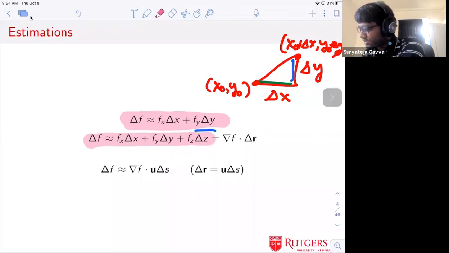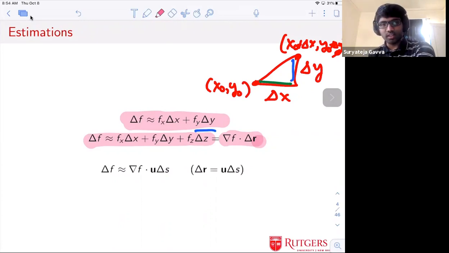And as I said, you can think of this quantity fx, fy, fz times delta x, delta y, delta z as the gradient vector fx, fy, fz times the vector delta x, delta y, delta z, which is nothing but the delta of the position vector r. So that's why delta f is nothing but the gradient f dotted with delta r.